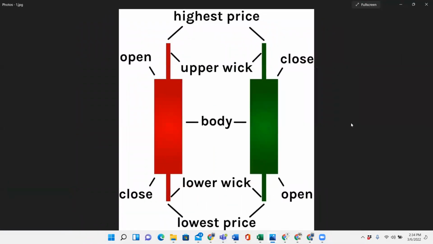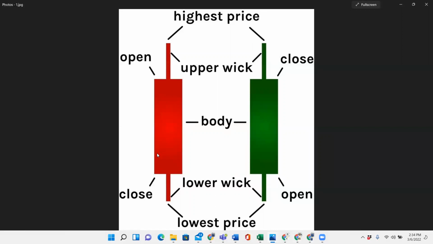So basically what you have in front of you right now is a candlestick. Candlesticks come in two different colors. The typical color for the seller's candle is red. This would be the bearish candle. The typical color for the buyer's candle, or the bullish candle, is green. So we have the seller's candle here, and we have the buyer's candle over here.